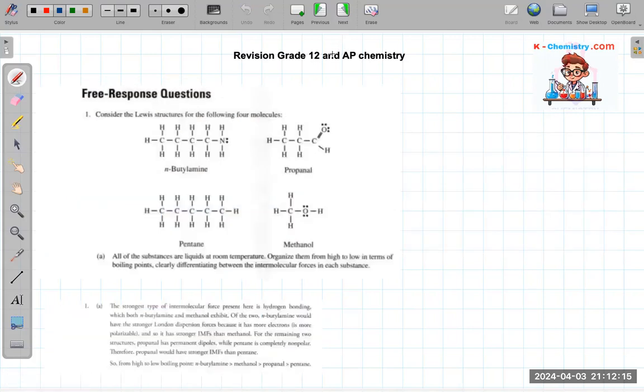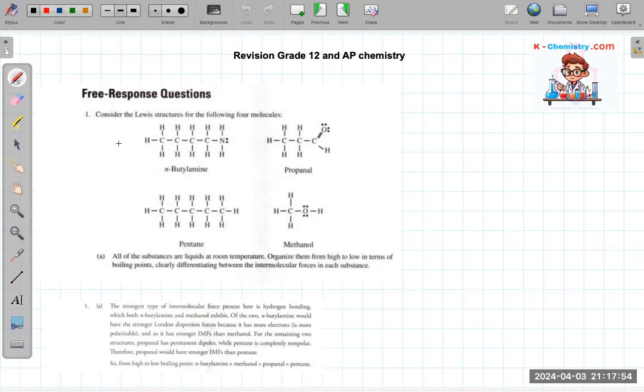Consider the Lewis structure for the following four molecules. All of the substances are liquid at room temperature. Organize them from high to low in terms of boiling points, clearly differentiating between the intermolecular forces in each substance. And this question is trying to arrange these structures from the highest to the lowest boiling point. So let's have a look at the intermolecular forces here.